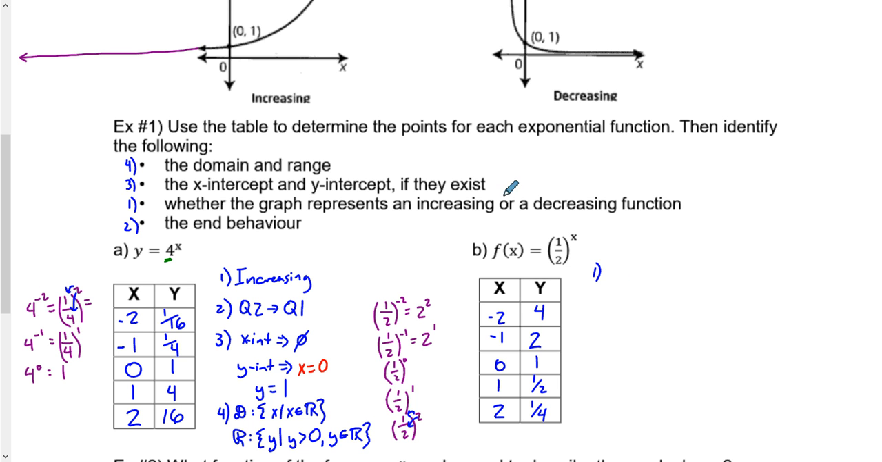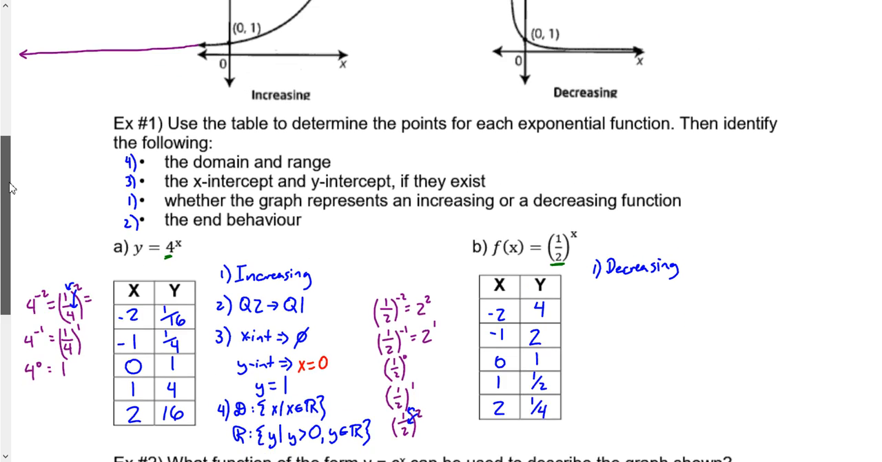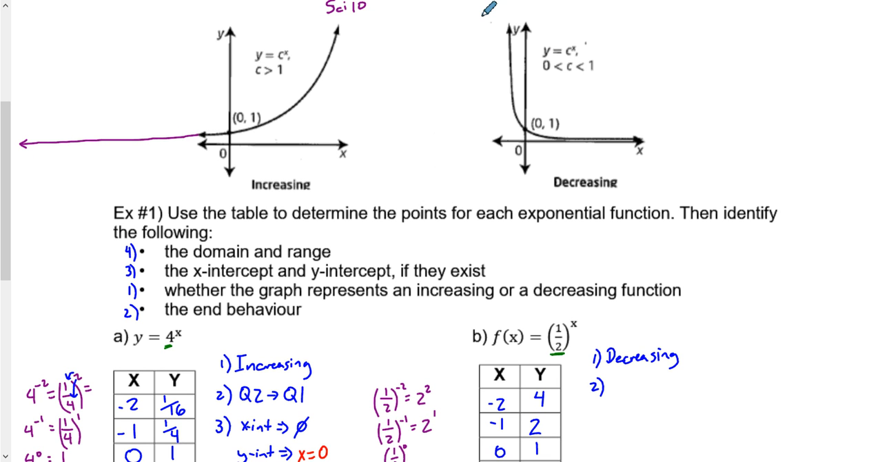If we talk about our characteristics here, we can see that as our x's keep on going on, our y's are actually getting smaller and smaller, which means that we have a decreasing graph. Another way we can tell that is by seeing that 1/2 is a number in between 0 and 1, which means it is going to be a decreasing graph. The special thing, though, is that all of our other characteristics, our quadrant end behavior, is still starting in quadrant 2 and ending in quadrant 1.